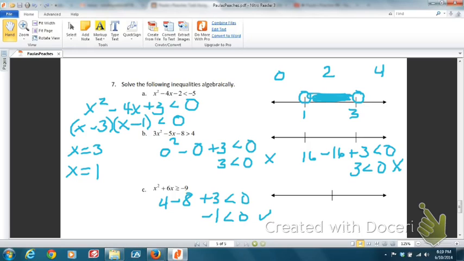So my answer is all numbers between 1 and 3, not including 3. So that's how you solve that particular inequality algebraically. So number 7A is done for you. Now all you have to do is B and C, modeling what I did for 7A.